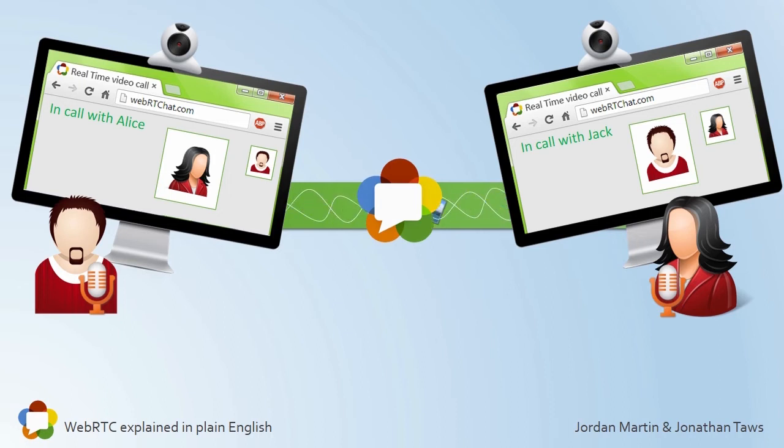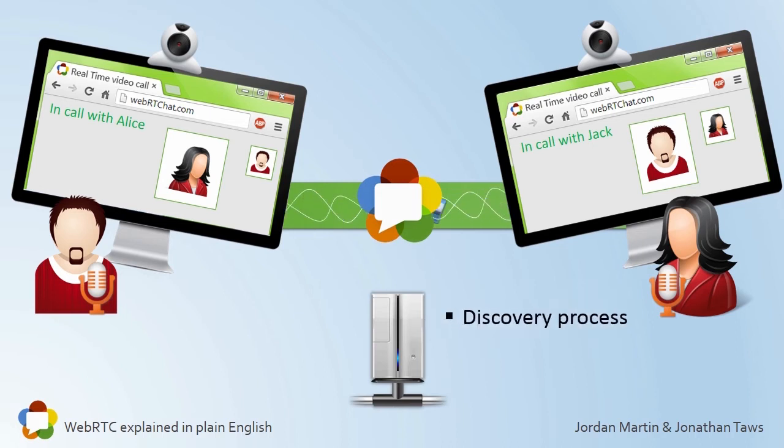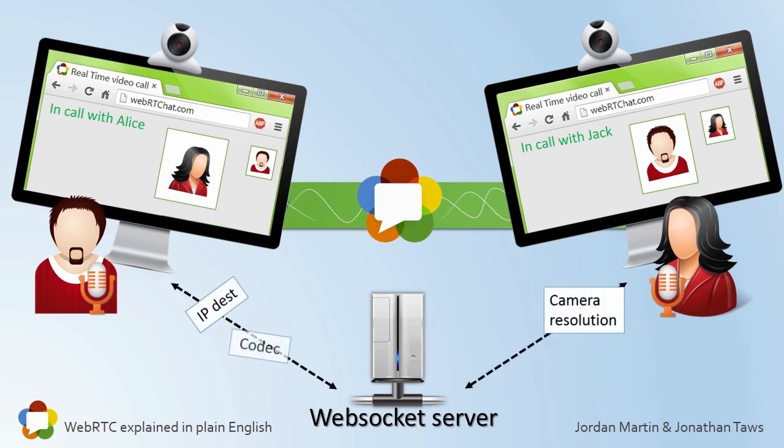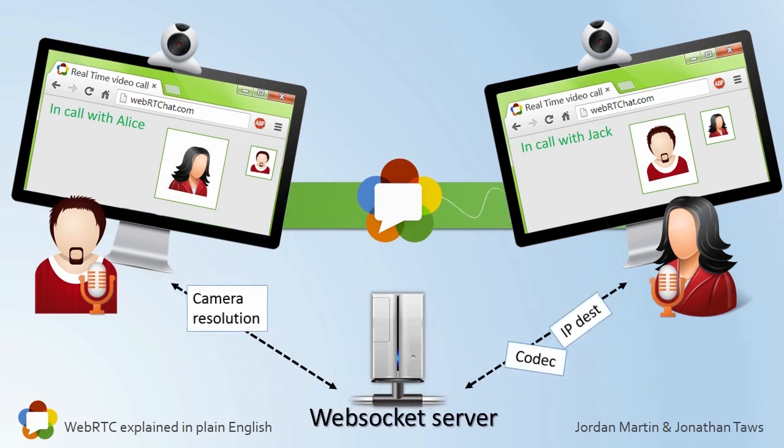Although this is a peer-to-peer connection, a server is still required for user discovery process, signaling, and the NAT firewall traversal. Signaling, the process of exchanging metadata before the communication can take place, is done over a WebSocket server. The metadata relates to the camera resolution, codecs configuration, network requirements, and so on.